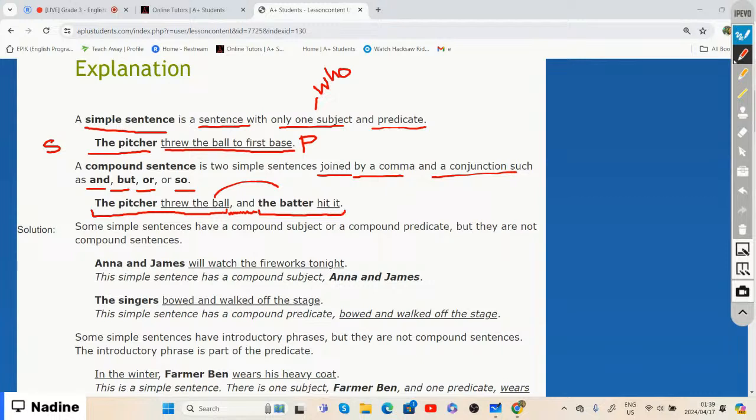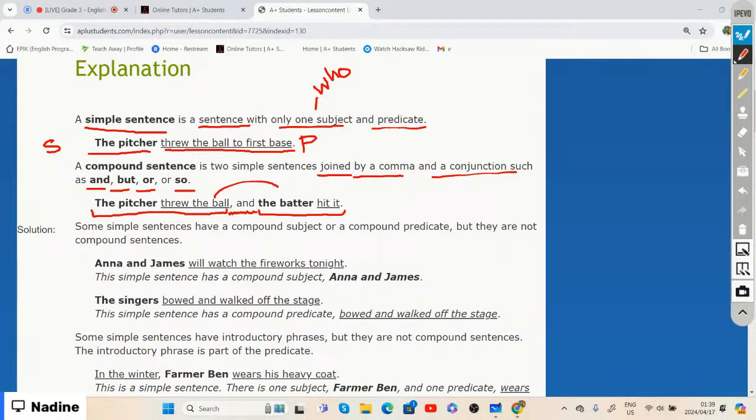So now, like we said, we have a simple sentence, and a simple sentence only has one subject and a predicate. And then we have a compound sentence with two simple sentences that are joined by a comma as well as a conjunction. And a conjunction is and, but, or, so.